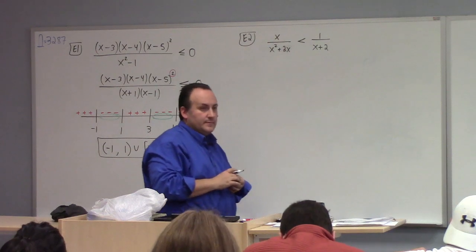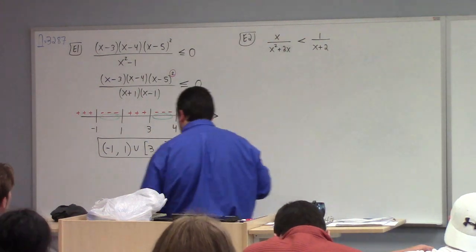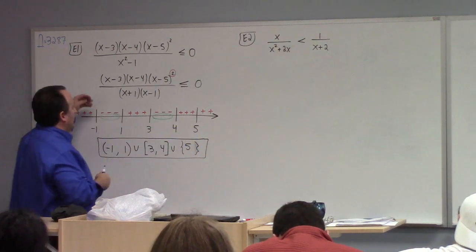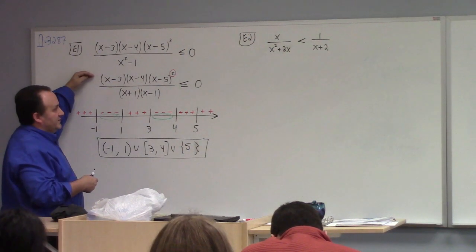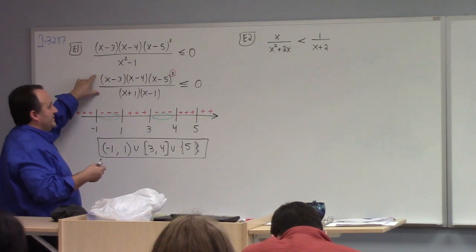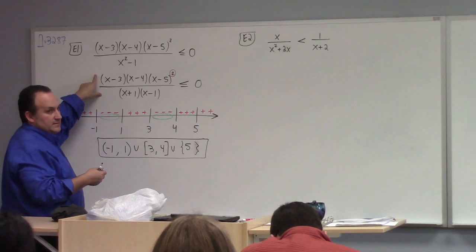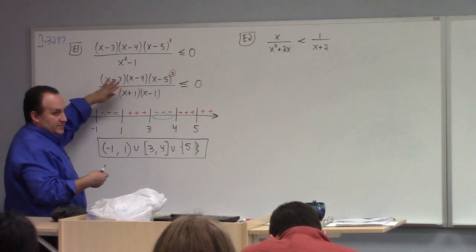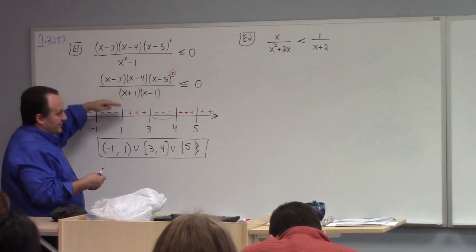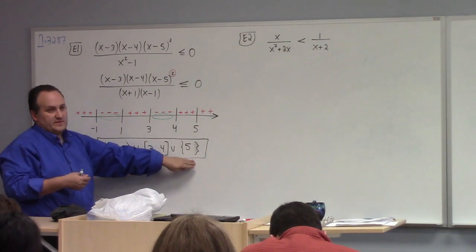Yes? Sorry, going back to number 1, can you explain again why you need 5? Sure. The 5 is there because we're solving less than or equal to 0. So when you plug 5 into this, does it make it 0? Right here, it does. So if the numerator is 0, that makes the fraction 0. Therefore, this is part of the solution.